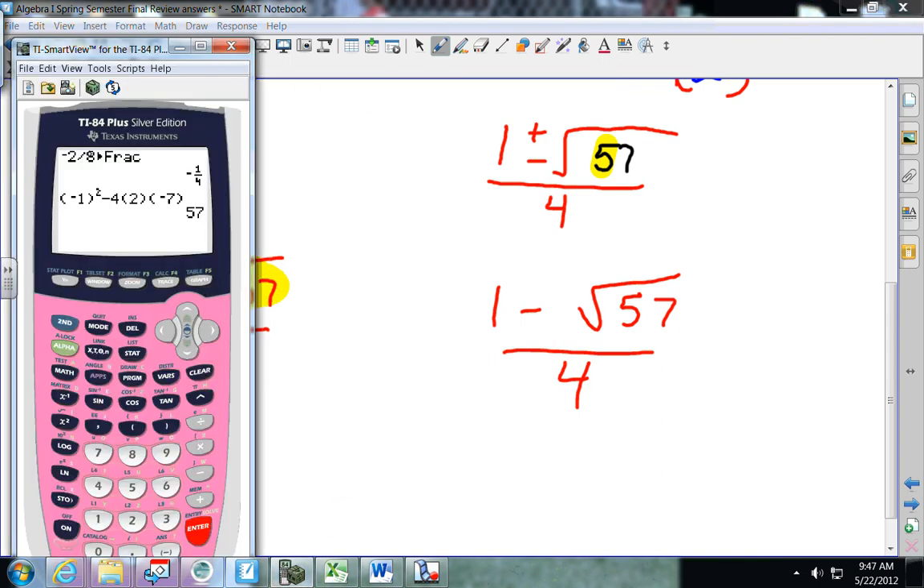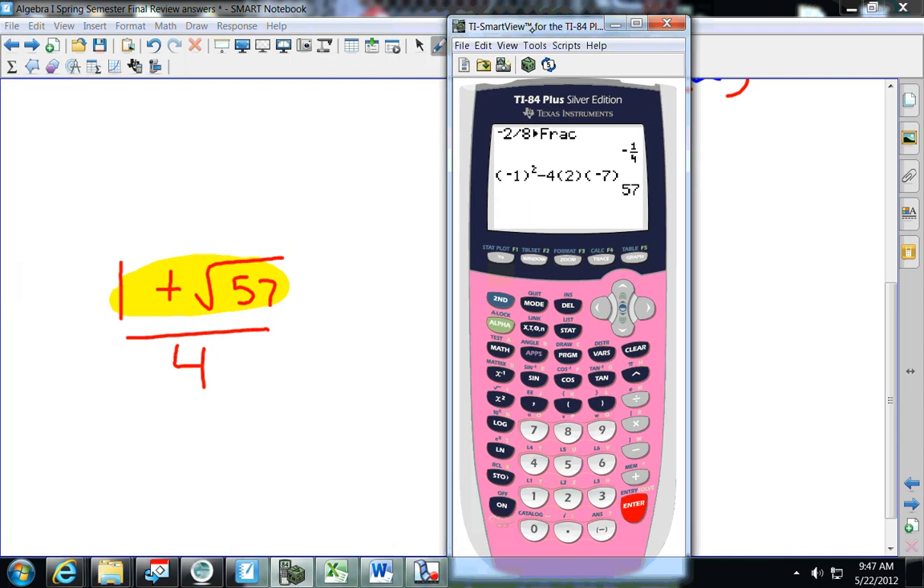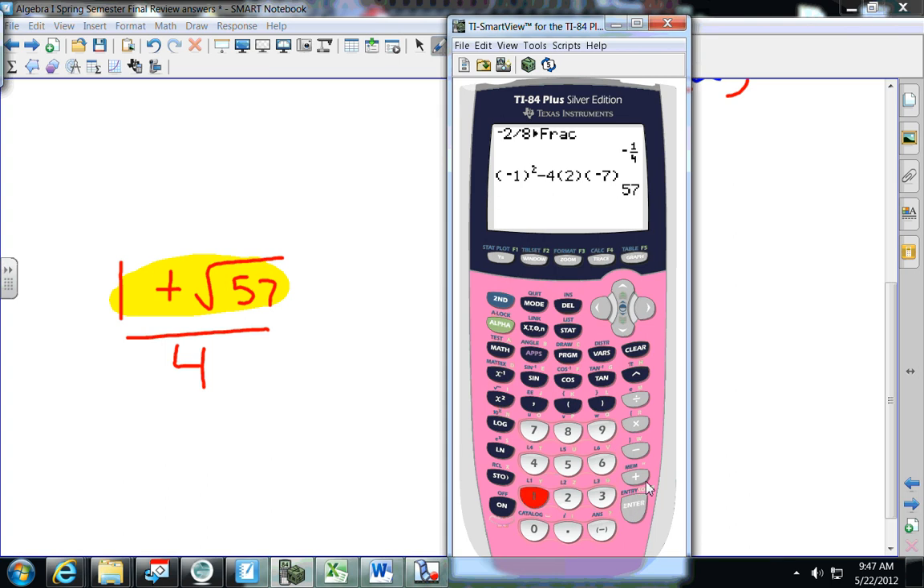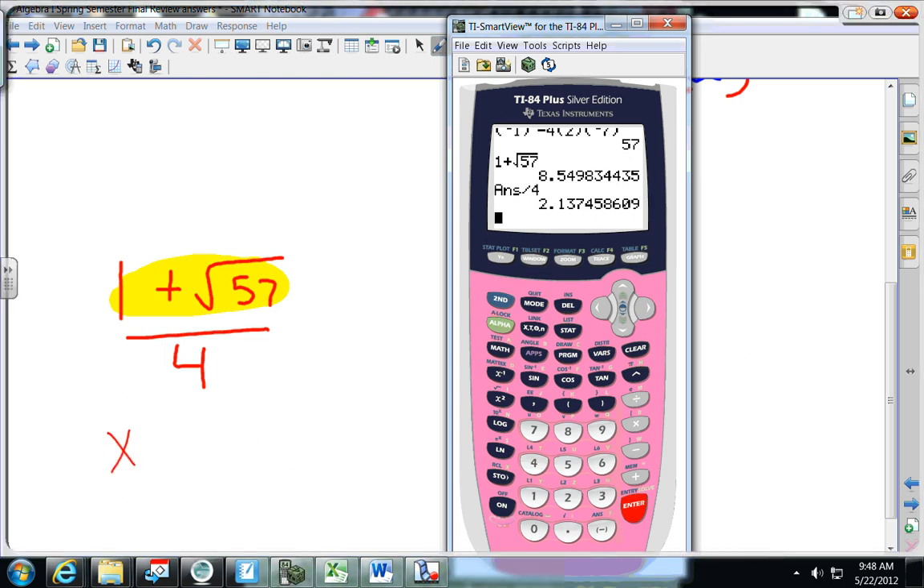Okay, so let me get this up here. I have 1 plus the square root, second, and x squared right here, 57, and press enter. Get this answer first. Now press divide by 4. So it should be 2.13. So we have x equals 2.13. Well, 2.14 technically if you rounded it up, but either way, it'll be close enough to figure it out.